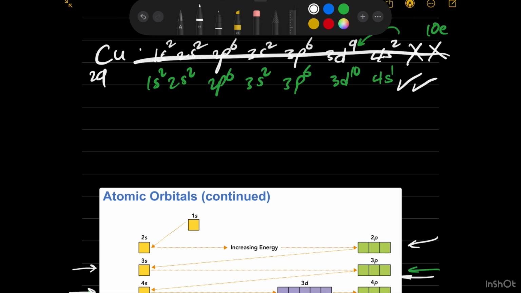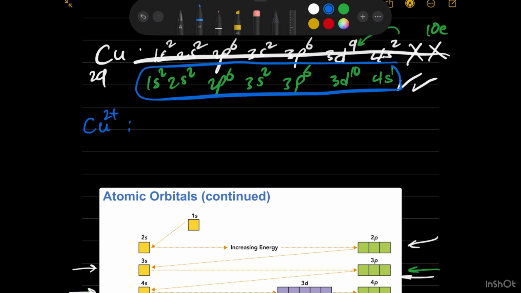And the same matter if I ask you to write the electronic configuration of the copper ion. We write the full electronic configuration first and then remove the 2 electrons from here. So since we remove 1 electron from the 4s and 1 electron from the 3d, it becomes 3d9, 3p6, 3s2, and 2p6, 2s2, and 1s2.